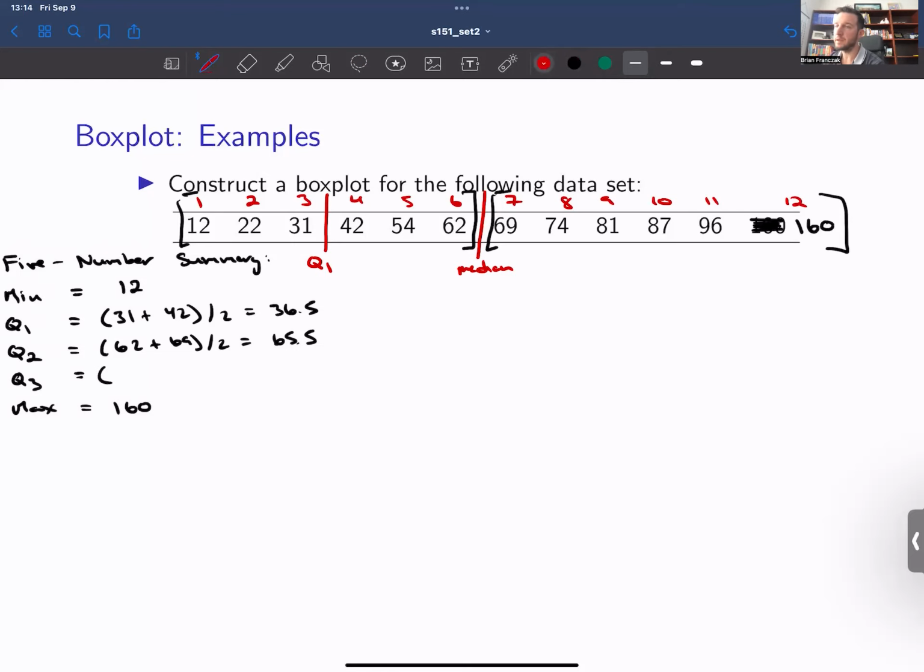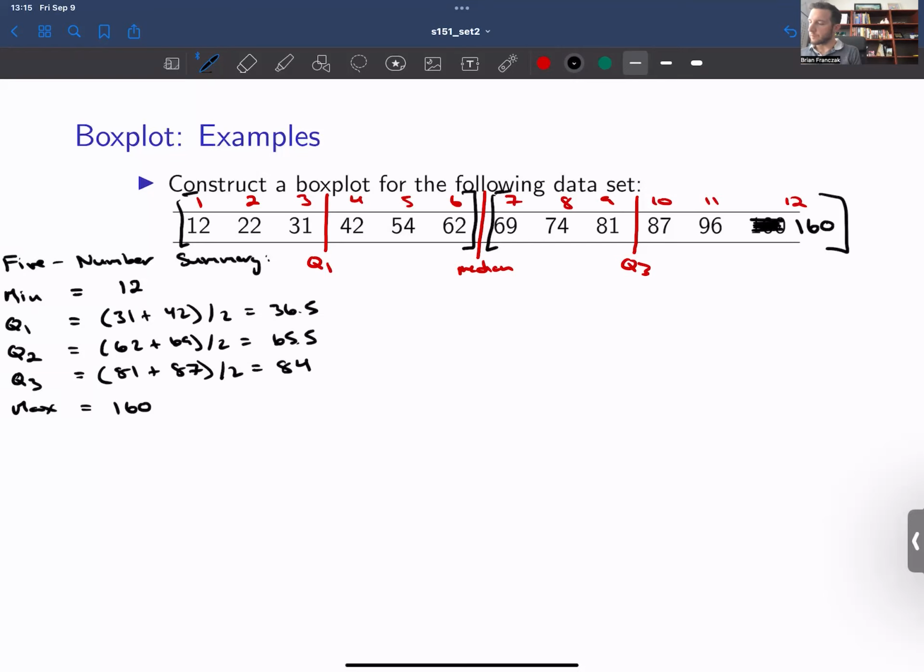Q3 will be the midpoint of the upper half. Again, we have an even number of observations, 6 observations. So the midpoint will be between the 3rd and the 4th observation in the upper half, which is the 9th and the 10th observation in the complete data set. Right. So that means that Q3 is the midpoint of 81 and 87, which is 84. So this is our 5-number summary.